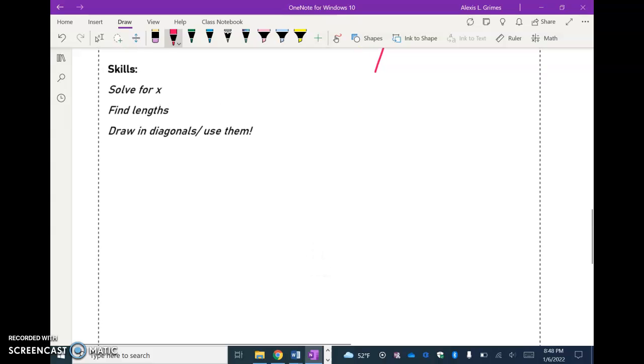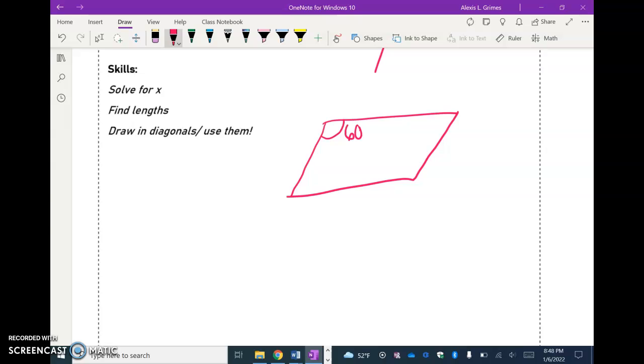Now some random skills you'll see on the practice here. You'll have to solve for x, just like in the last practice. You should be able to find length, and you should be able to draw in diagonals and use them. So just to go over some of these really quick. If I give you a parallelogram and tell you this angle is 60 degrees, what's x?